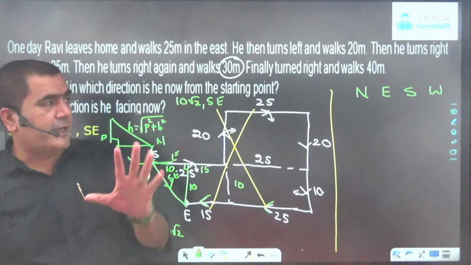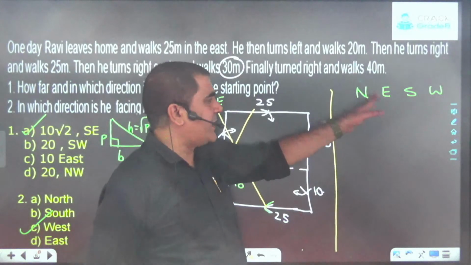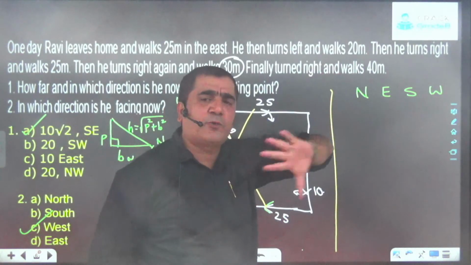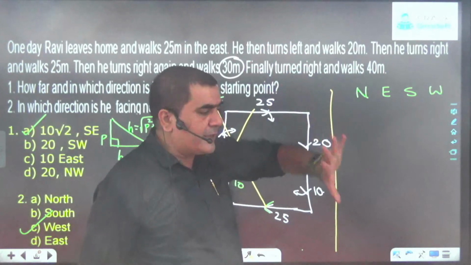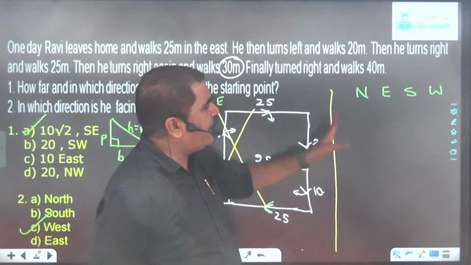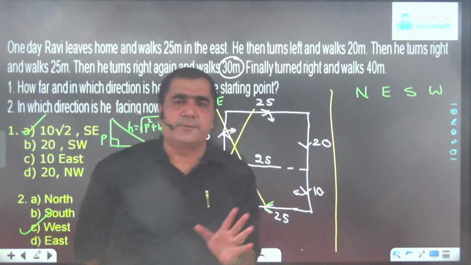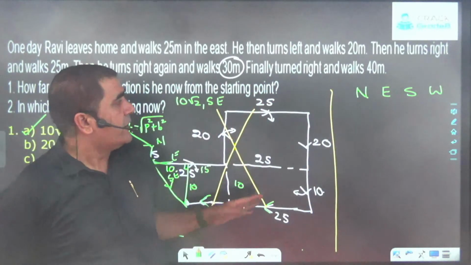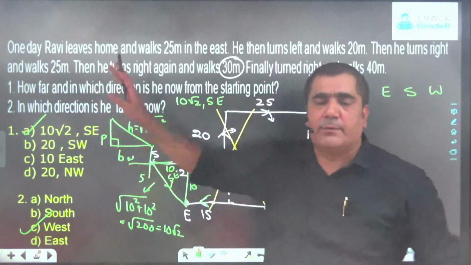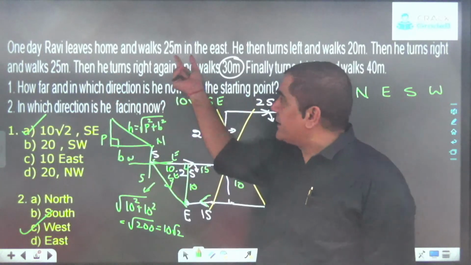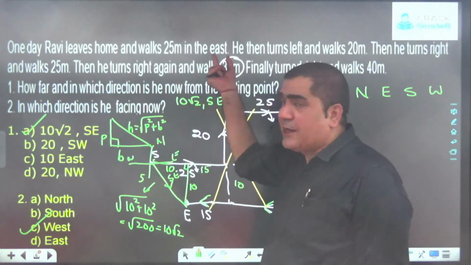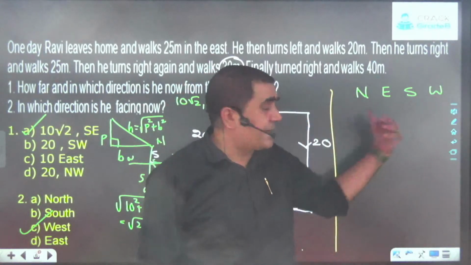Now what is this NESW? N always stands for north, then east, south and west. Always write NESW. Whenever they talk about one-person movement, simply write NESW and you will get the answer. Next, you have to read the problem, and write the distance covered by the person in the respective direction.